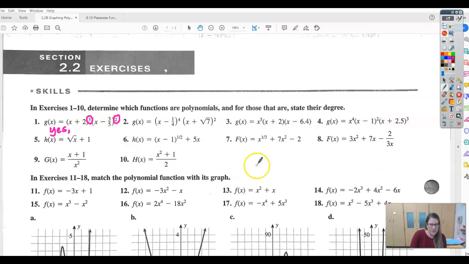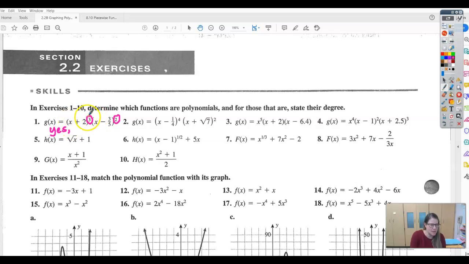Anyway, if it's in that standard form, you just look at the highest degree. That's the degree of the function. But notice that number 1 is not in that form. We have x plus 2 cubed times x minus 3/5 squared. Because it's in this different form, in order to find the degree, we're going to have to count how many times x is being multiplied together.